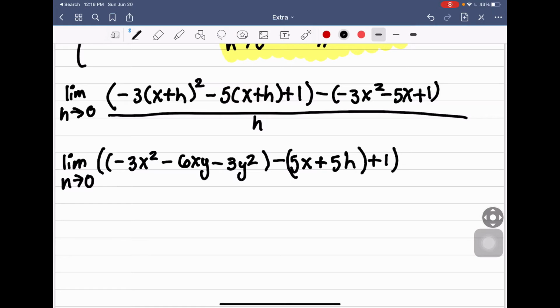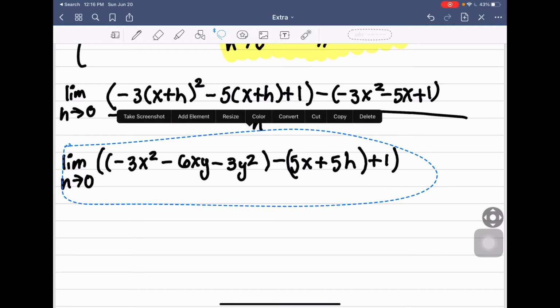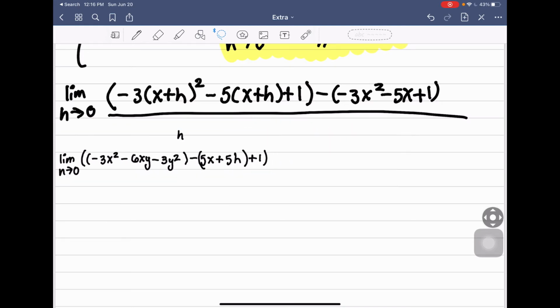Okay, now we're going to work on the second part. So I'm actually going to make this a little bit smaller. Okay, minus, this is the minus from right here.